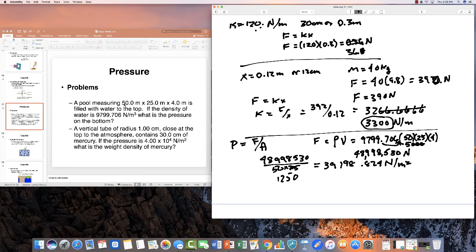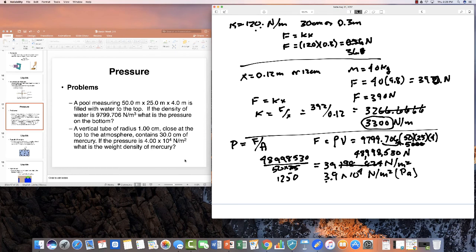And if we look here, this is 3 significant figures, and then this is like 7 significant figures. So all of this falls off and we round down to 33.9 times 10 to the 4th newtons per square meter or Pascal. So that's the pressure on the bottom of the pool there.